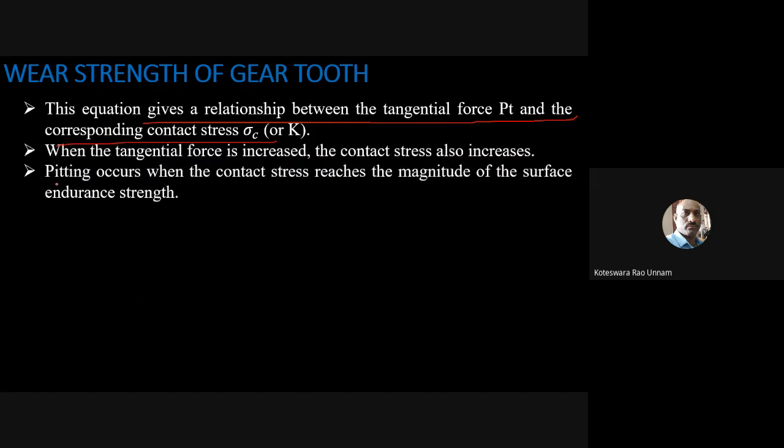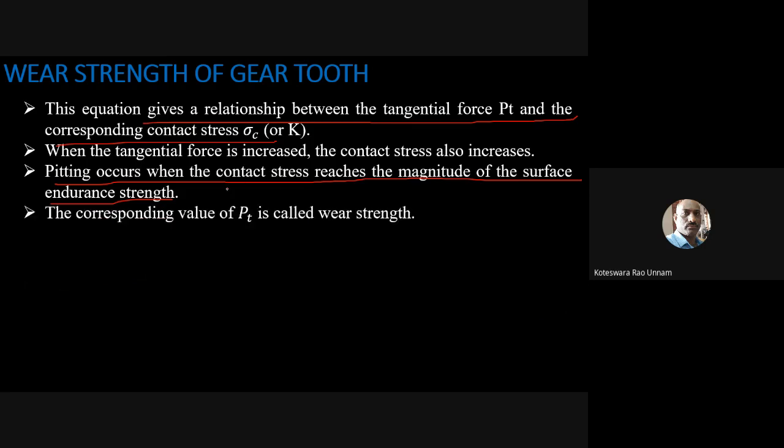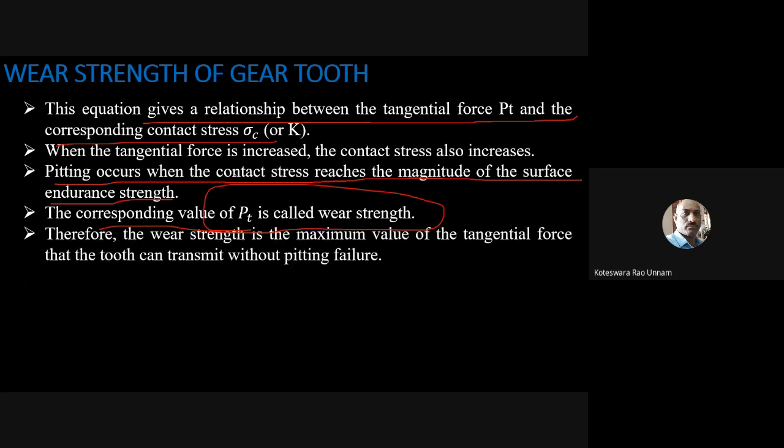Okay. Pitting occurs when the contact stress reaches the magnitude of the surface endurance strength. So to avoid the failure, your surface endurance strength should be more than this contact stress. The corresponding value of PT is called the wear strength. If you replace this PT by wear strength, that is SW, then wear strength is the maximum value of tangential force that the tooth can transmit without pitting failure. So again, wear strength is nothing but a tangential force only.